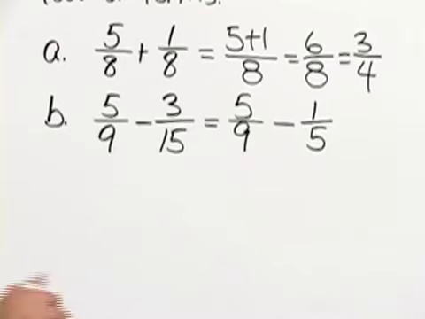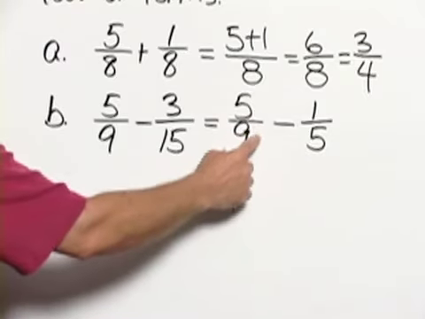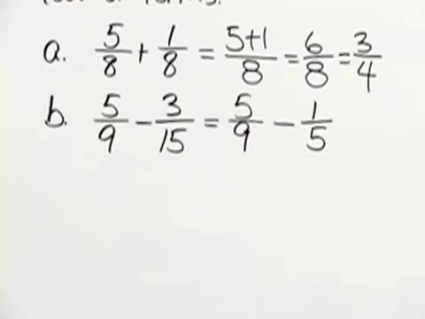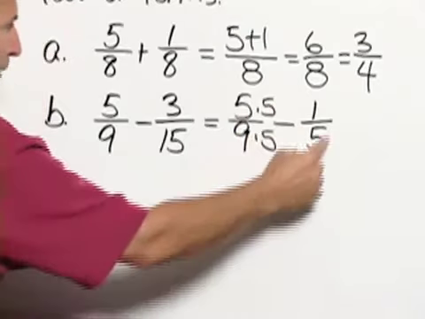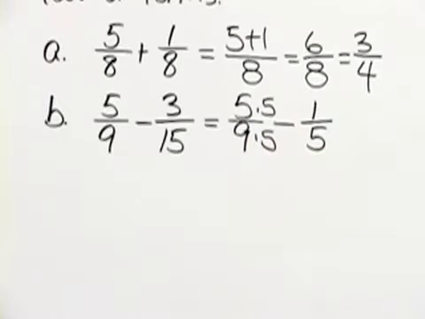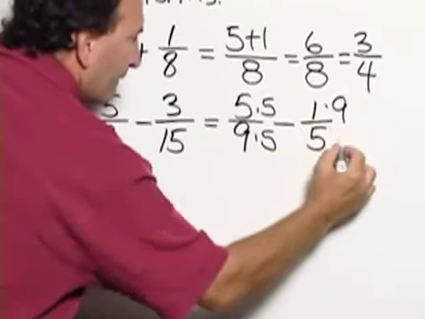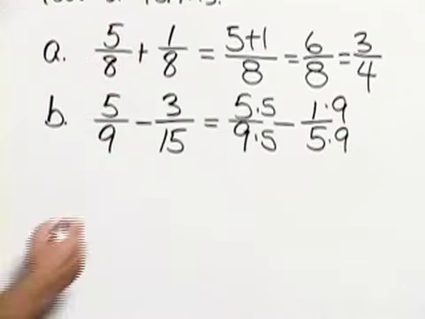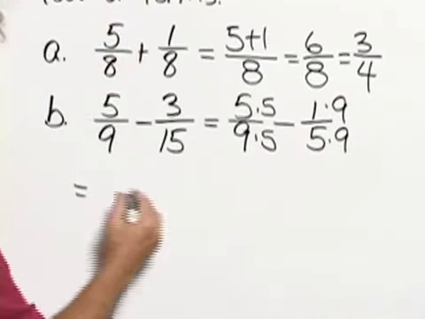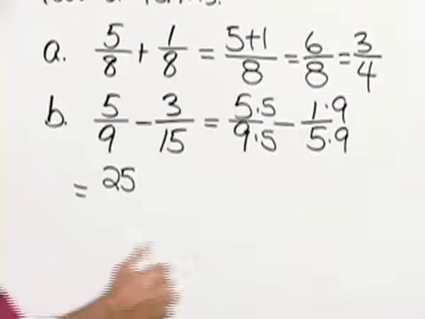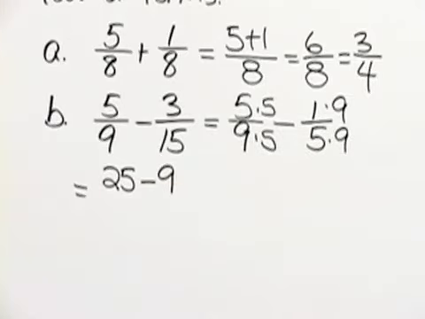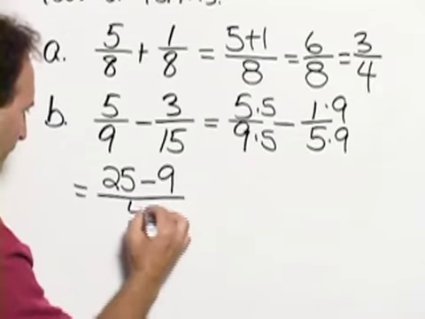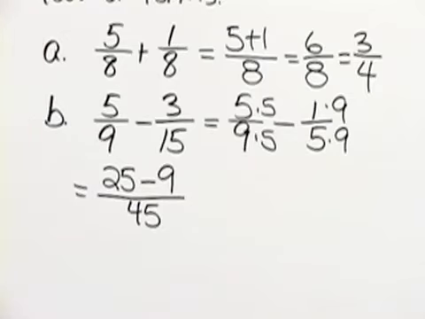And therefore, we need to multiply the numerator and denominator of this fraction by 5. For this fraction, we need to multiply numerator and denominator by 9. So that's equal to 5 times 5 is 25. 1 times 9 is 9, so we're subtracting 9, and we put that over the common denominator of 45.